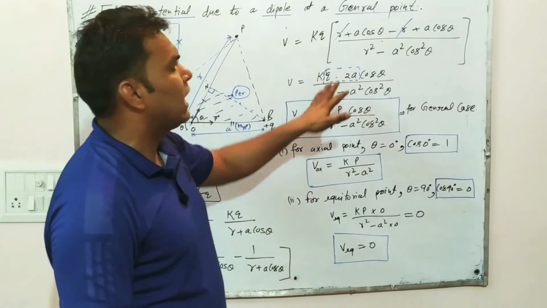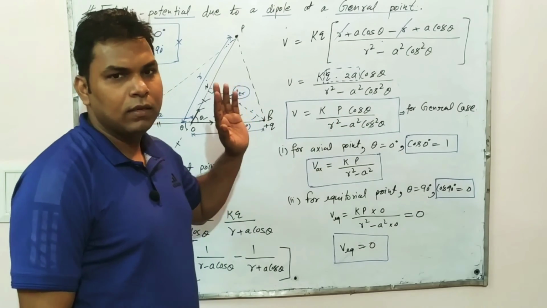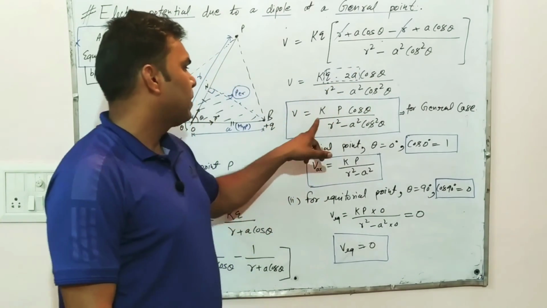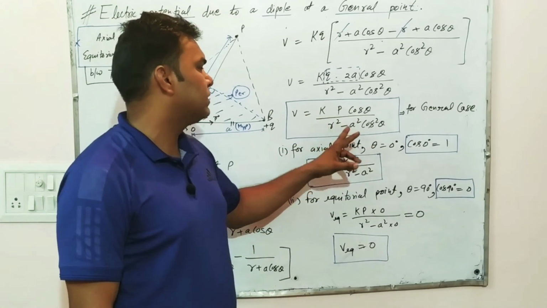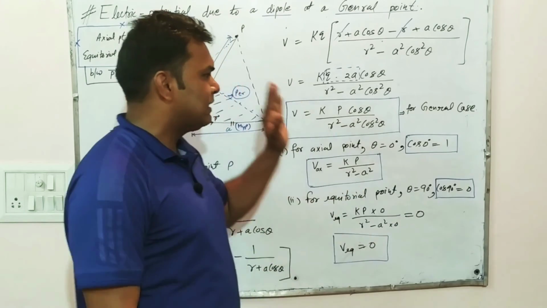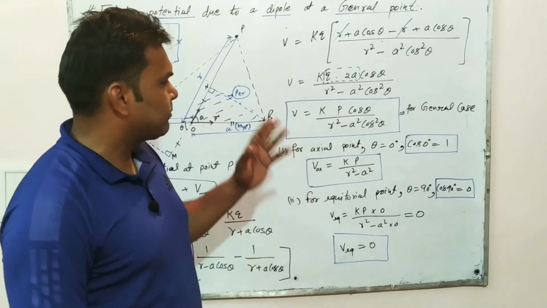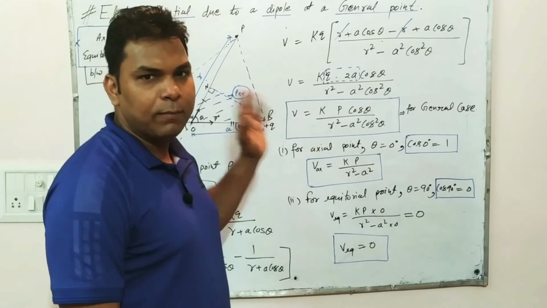Here we know that 2A into Q is called the dipole moment. We replace it with P, where P is the dipole moment. So it comes out to be V is equal to KP cos theta upon R square minus A square cos square theta. So this is the expression for the general point. This is the expression for the electrostatic potential at the general point of the dipole.